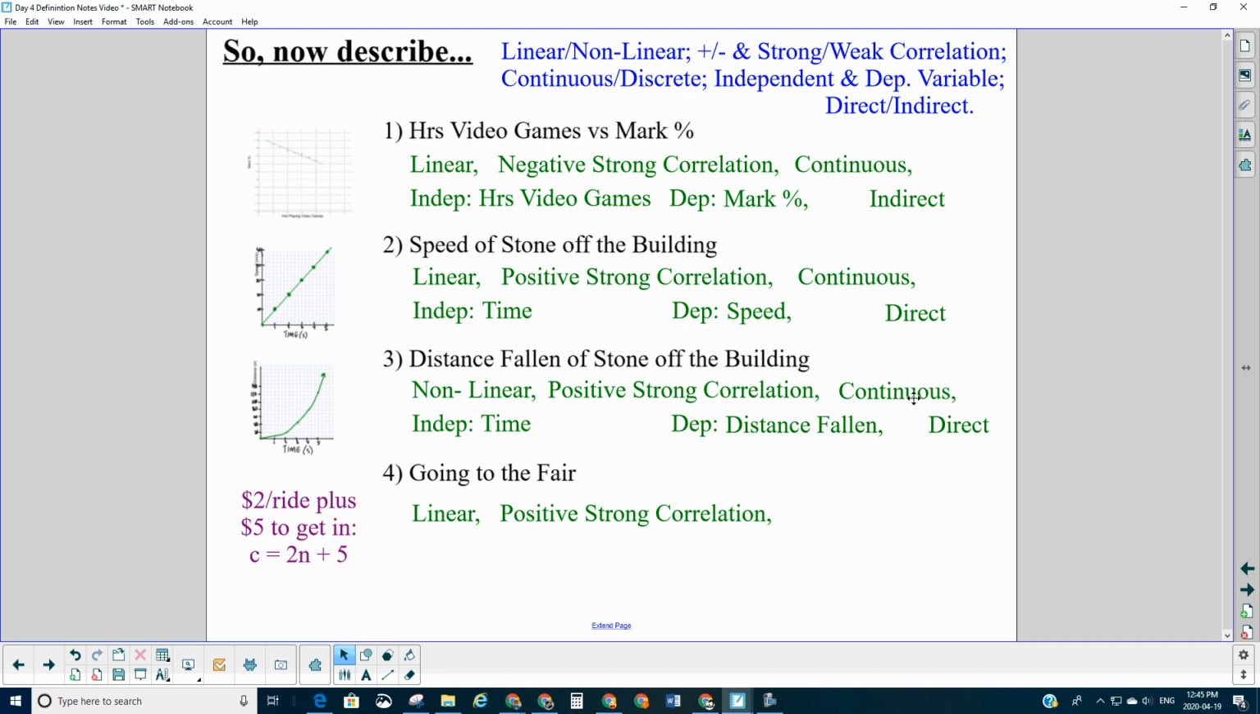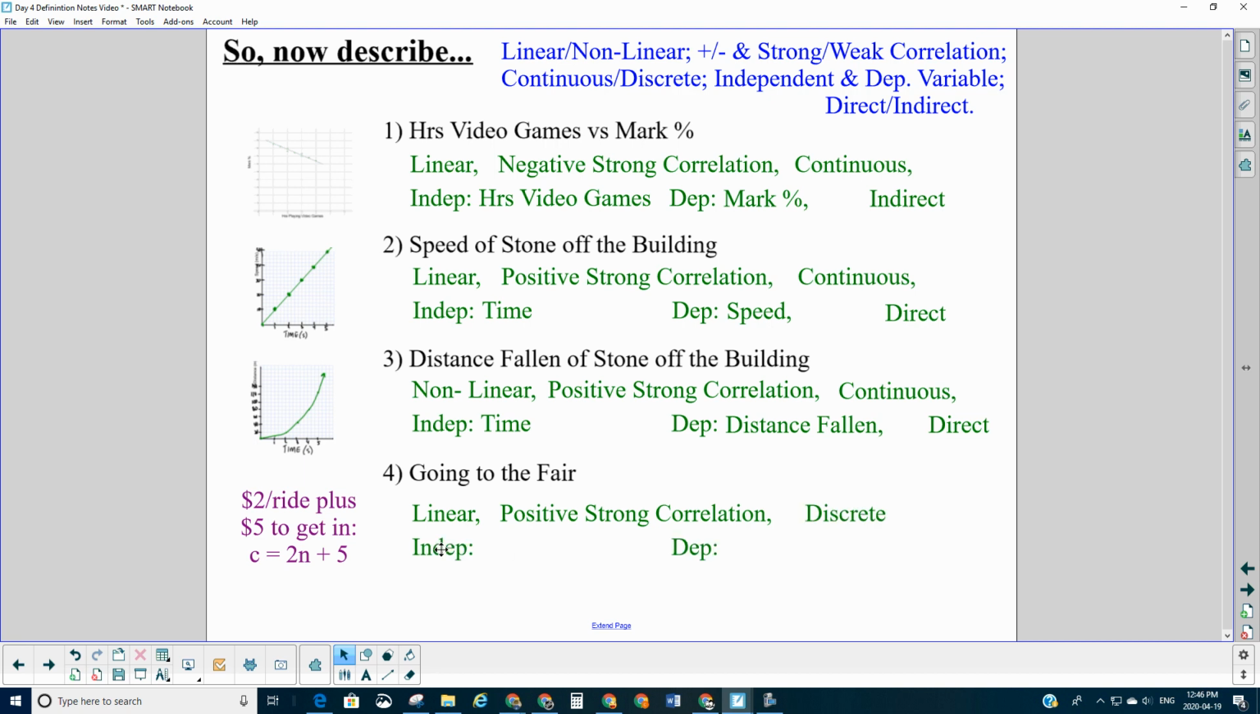Is it continuous? Can you consider in between points? So for example, can you consider between 2 and 3 rides? Well, no, I don't think you can. You can't ride a ride 2.5 times. And there's only a certain amount of money you're going to spend. So for example, if you ride one ride, you're going to spend $7. If you ride two, you're going to spend $9. Can you spend $8 here? No, that would be like 1.5 rides, and that can't be done. Which means this would be a discrete relationship.